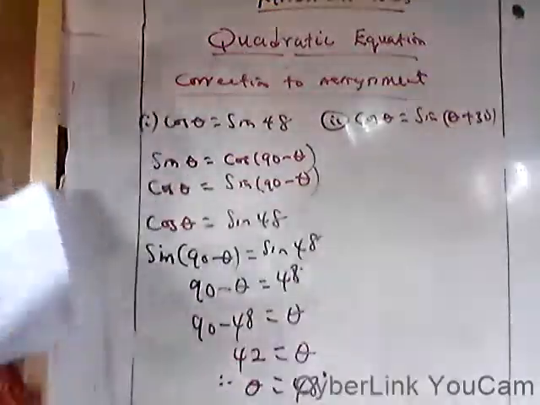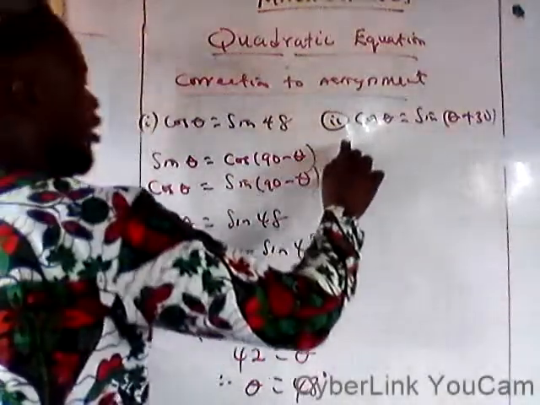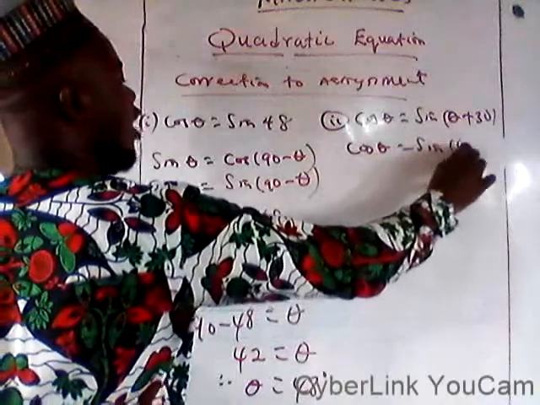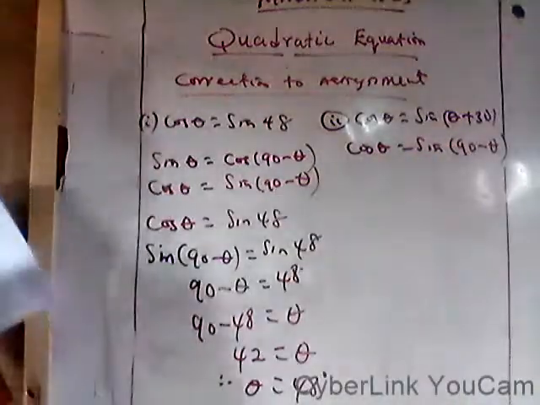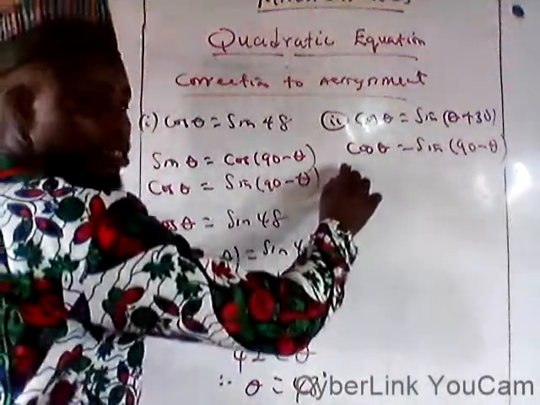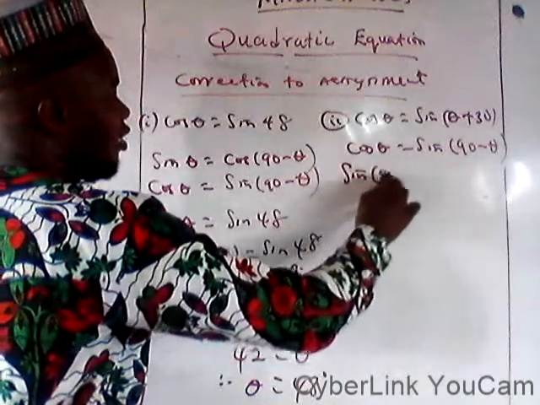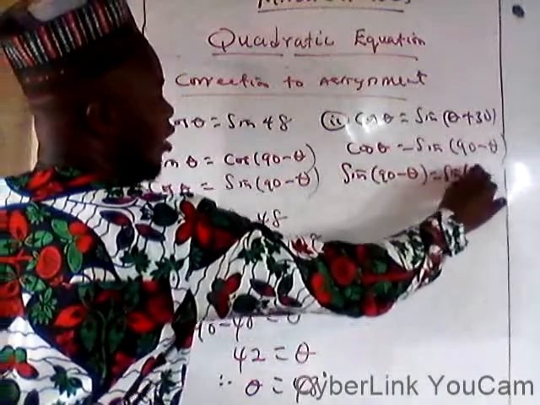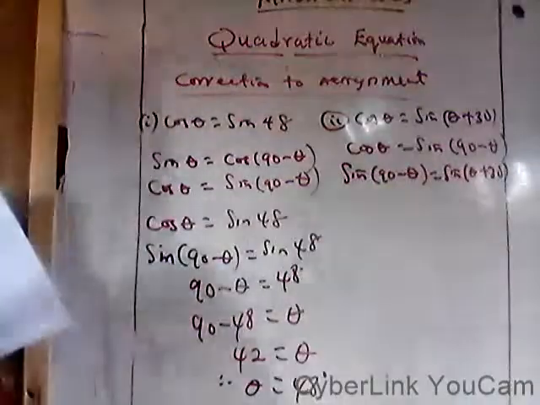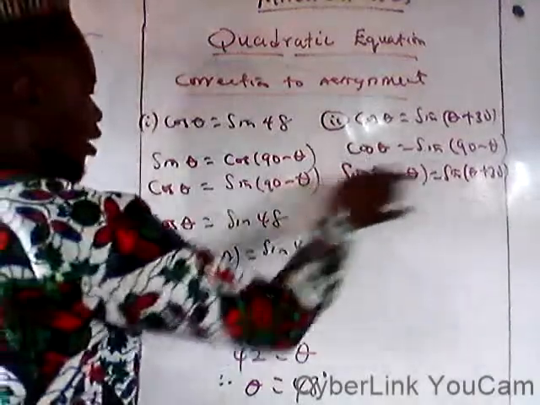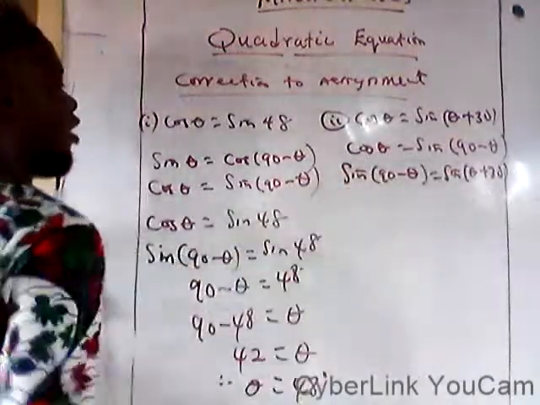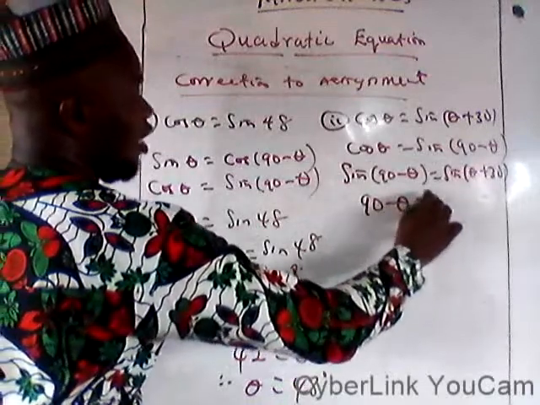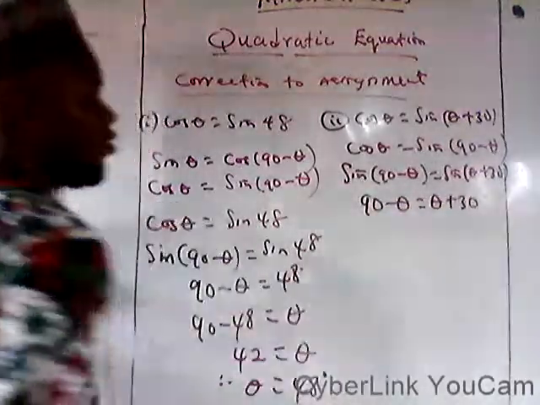Let's see the next one. We know that cos theta is still sine 90 minus theta. So you can take it as sine 90 minus theta equals sine theta plus 30. From where you can consider sine goes for sine. So what you have left is 90 minus theta equals 30 plus theta, right?